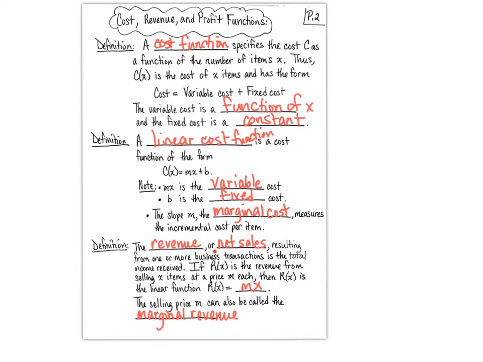The revenue, or net sales, resulting from one or more business transactions is the total income received. If R of x is the revenue from selling x items at a price m each, then R of x is the linear function R of x equals mx. So in other words, the selling price m is also called our marginal revenue. Remember, the m is what's in front of the x, so that is our marginal revenue.